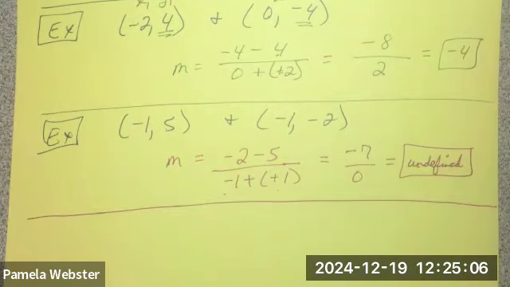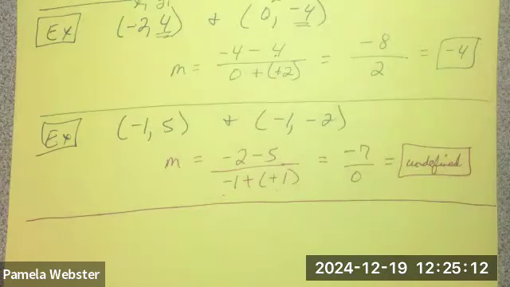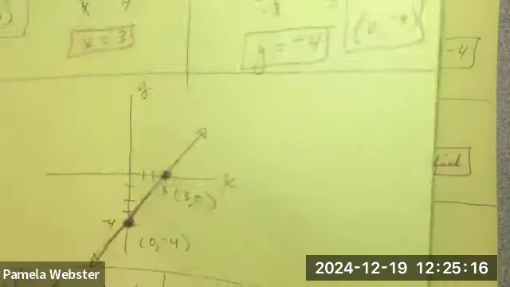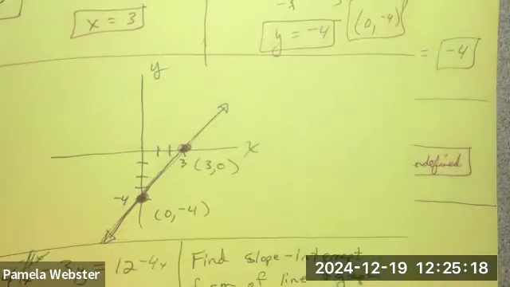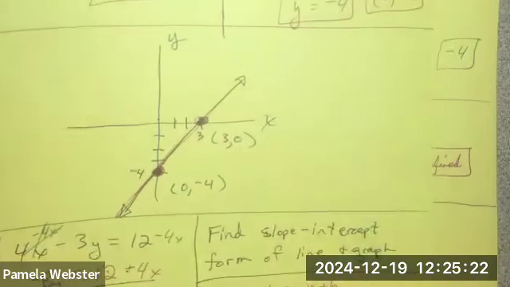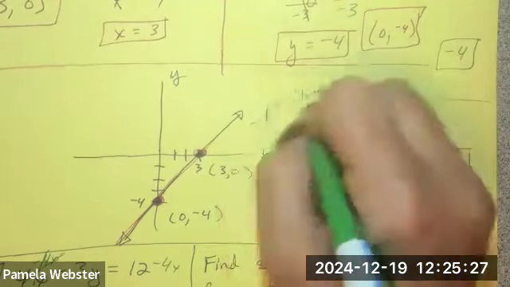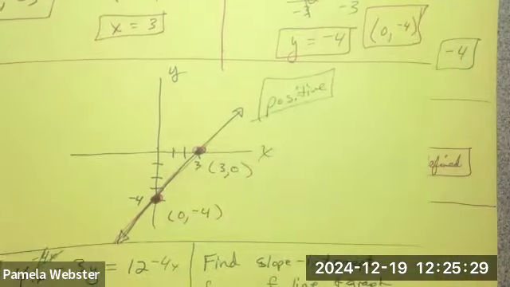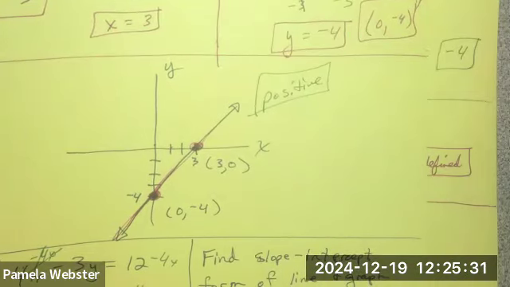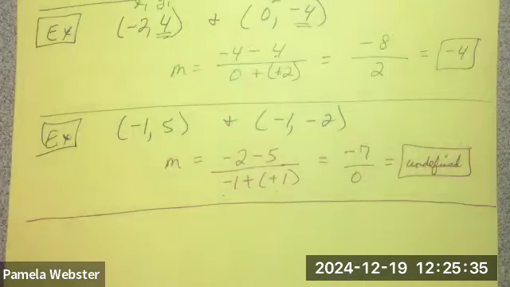Okay, so here's what we got. On the last graph that we had, we had a positive slope. If you'll remember, m was 4/3. That's a positive. And we always read our graphs from left to right. So that is like I'm going up to the right. I'm rising to the right. That's the way we say it.